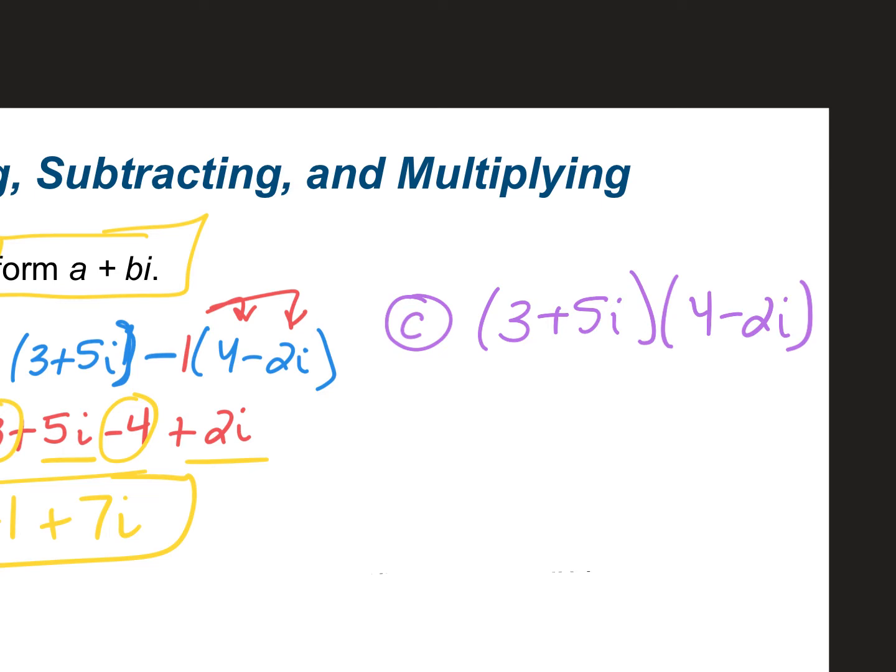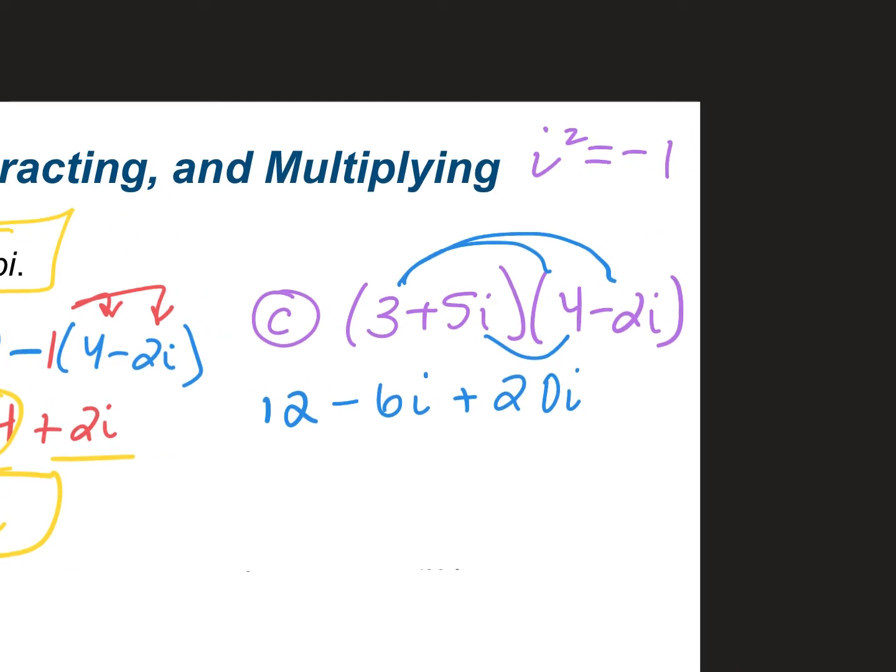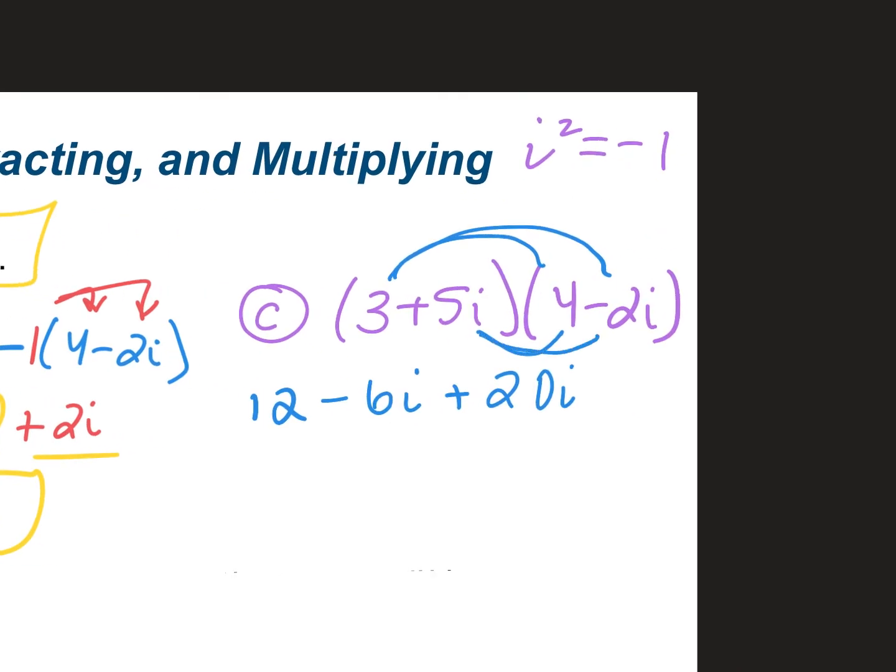You should never, ever, ever have i squared in your answer. Because what does i squared equal? Negative 1. So when you FOIL this, we're going to FOIL like normal. 3 times 4 is 12. 3 times negative 2i. Well, 3 times negative 2 is minus 6, and it has an i attached to it. 5i times 4 is plus 20i. And then 5i times negative 2 is negative 10 what?